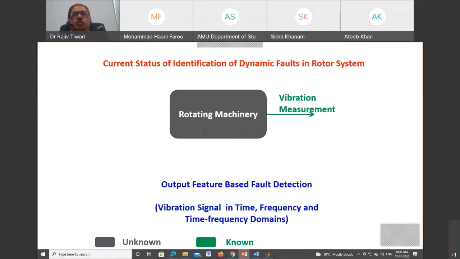Here the black is representing that generally we don't have much information about the system. The only information known is the vibration, and based on that we are trying to get the condition of the machine. Here the information is unknown, especially the modeling of this machine is not used.